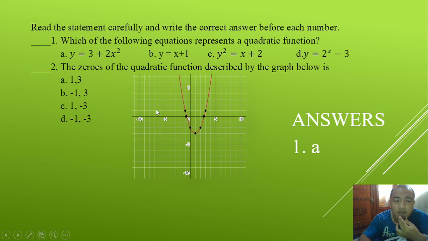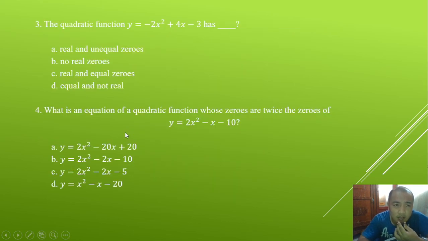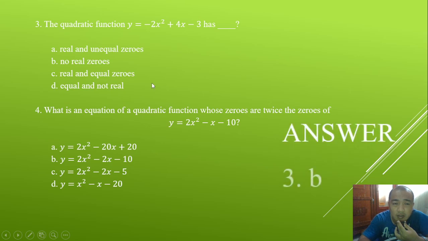Only one, the answer is A. About number 2, the zeros of the quadratic function described by the graph, what are the zeros? The zeros can also be described as the x-intercepts. What's your answer? The answer is B. Negative 1 and 3. Next, number 3, the quadratic function y equals negative 2x squared plus 4x minus 3 has blank. Real and unequal zeros. No real zeros. Real and equal zeros. Equal and not real. What's your answer? The answer is B. No real zeros.